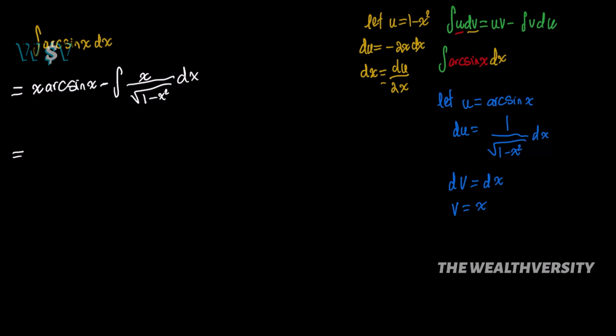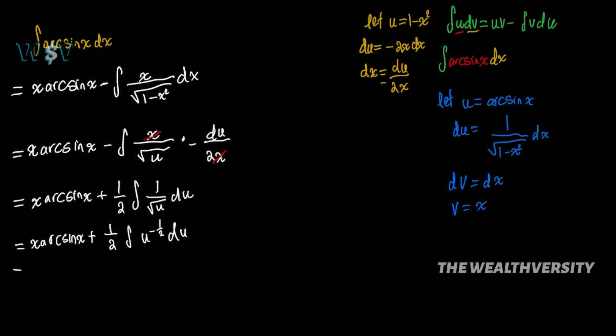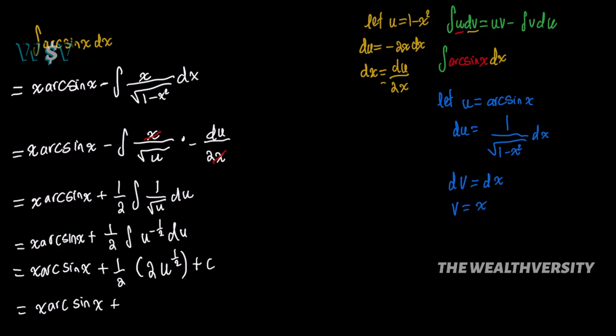Now we plug that back into the integral to get the integral of x over the square root of u times negative du over 2x. We can see that the x cancels, and we can factor out negative half from the integral to simplify it to become 1 over 2 times the integral of 1 over the square root of u. Now we reorganize our integral to make it easier to integrate. So we will make it u to the power of negative half, and if we integrate it, we will get half times 2u to the power of half, and the 2 will cancel. So we will have x times arc sine x plus the square root of u plus c.